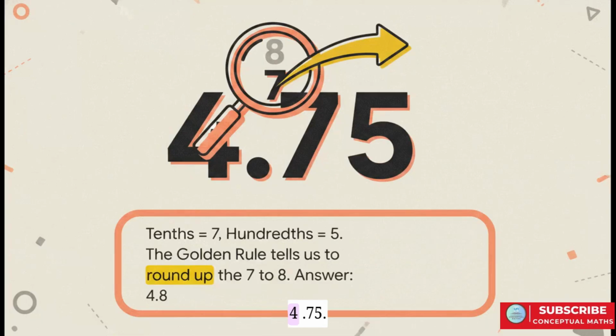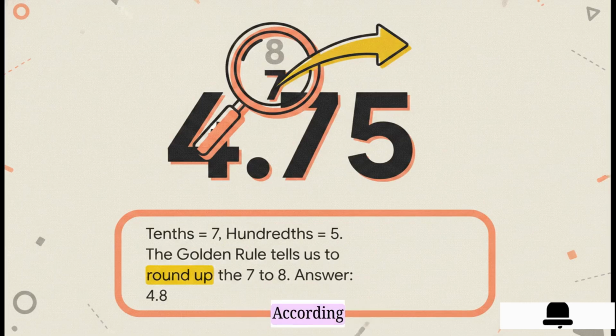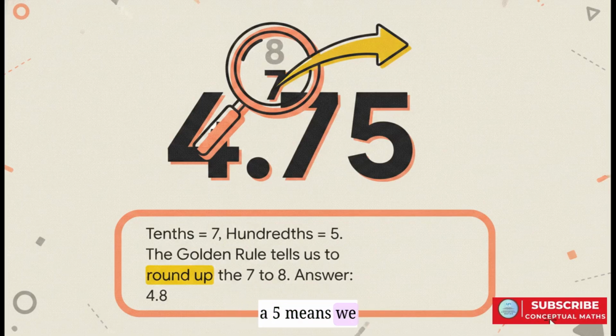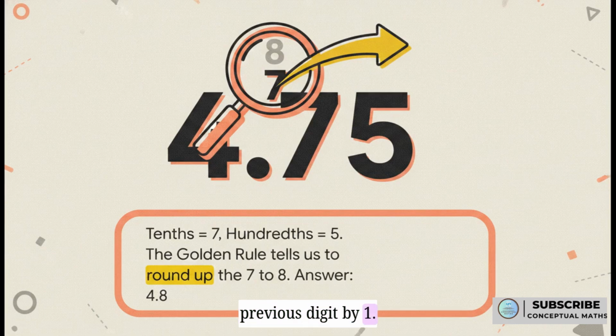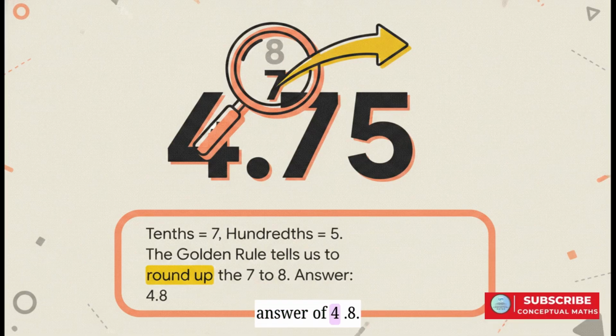Now for example 2, 4.75. Again, our tenths digit is 7, but look at our hundredths digit this time. It's a 5. According to our golden rule, a 5 means we have to increase the previous digit by 1. So we just bump that 7 up to an 8, resulting in our final answer of 4.8.